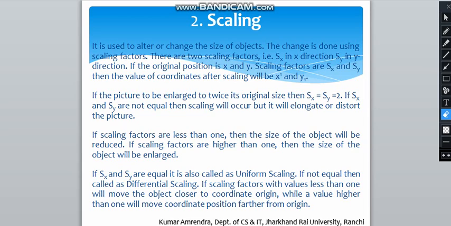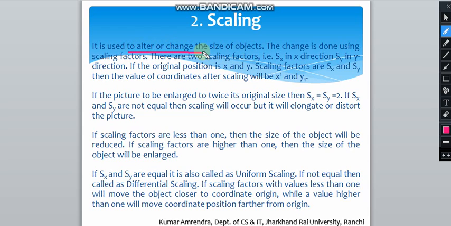Hello students, in the previous video we saw translation, and in this video we will go through the topic of scaling. As the name suggests, what is scaling? We have to scale an object with some scaling factor; it could enlarge the object, or distort it, or reduce the size of the object. So it is used to alter or change the size of the object.